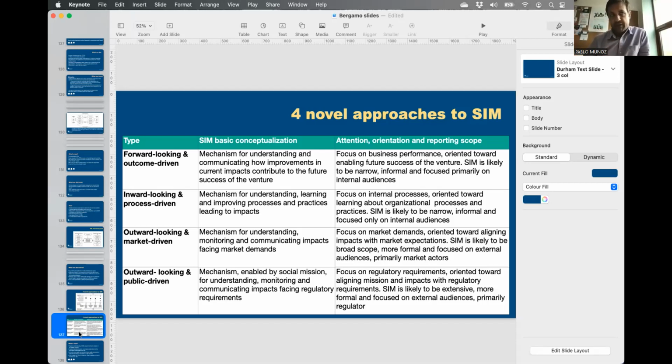So perhaps you need to pay attention to the links between social and financial performance, not just social performance, right? And then don't waste time, just focus on what you need to focus on, very narrow, and keep it informal because you're using it for internal learning, nothing else. If you want to start with, say, a contract with the government, you're going to have to change your approach, right?